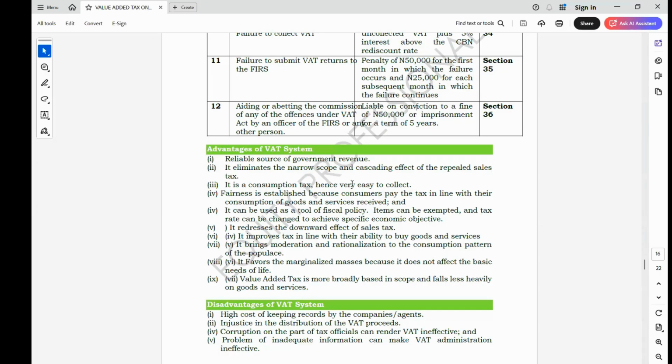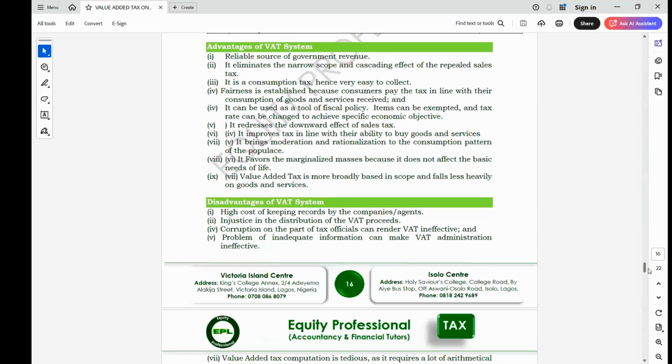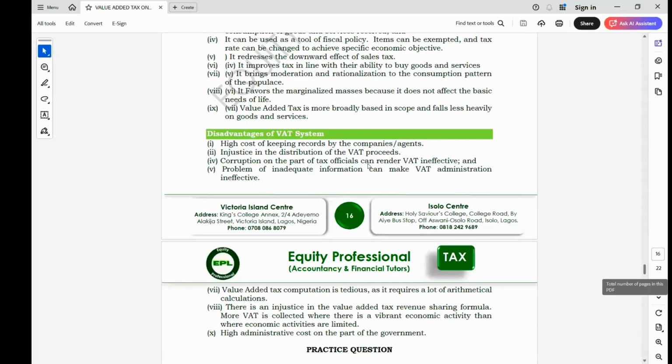So it is a consumption tax, and it is very easy to collect. So once you consume that item, you are expected to pay the value added tax. So those are the advantages. We also have disadvantages, which are the high cost of keeping records by the company or agent. Because it is mandated that if you are a vatable agent, you must keep a record of your transactions. To keep records of the transactions, some companies don't have competent accountants, so they may end up engaging the service of an external person to help them keep those records, which is costly to the company.